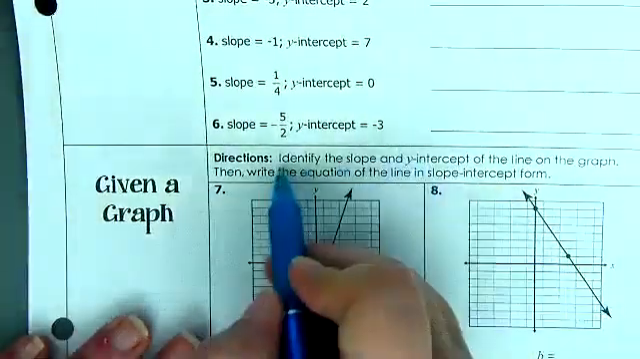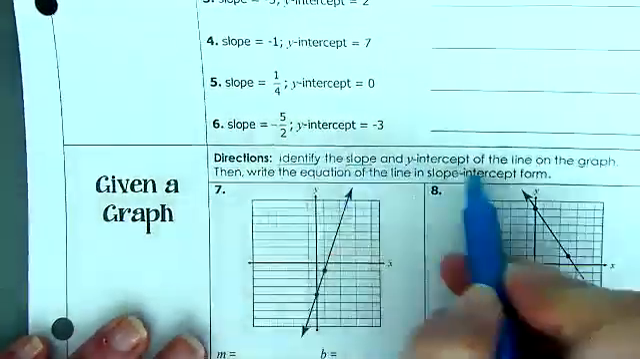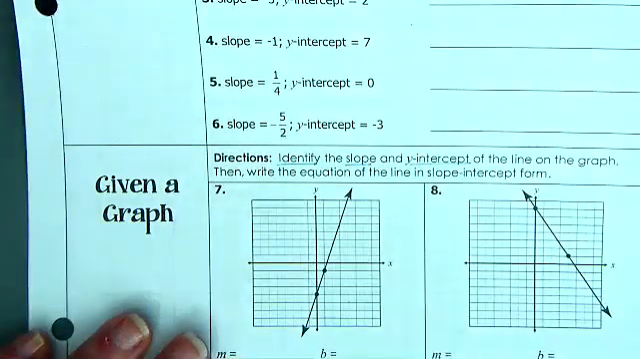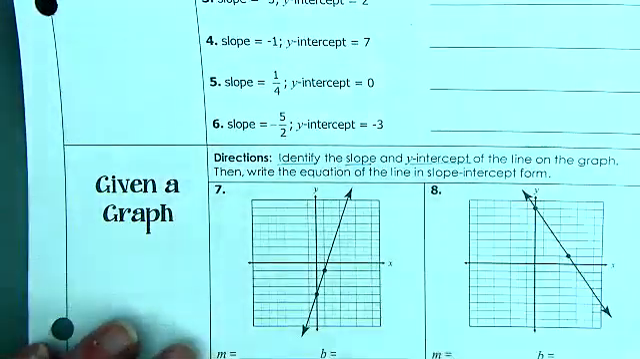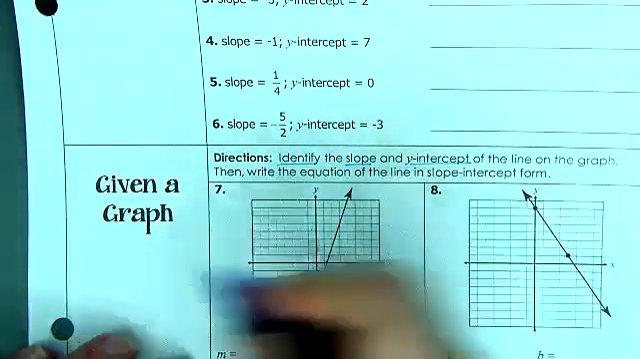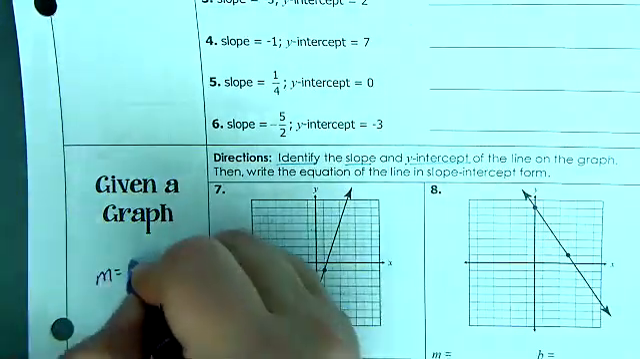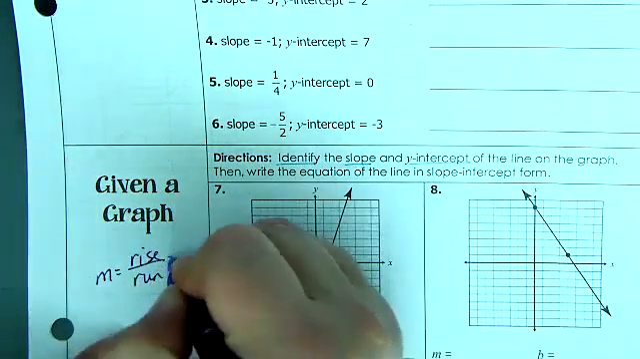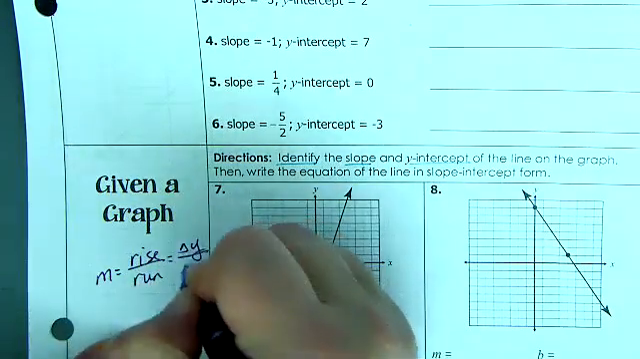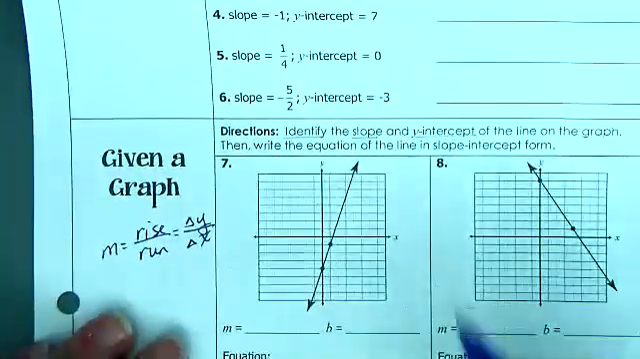And moving right along, how do we get the equation if we're given a graph? So the first thing we have to do is identify the slope and the y-intercept. And then you write the equation. So I'm given 2 points, which, remember, to find the slope, that's rise over run, or the change in y over the change in x.